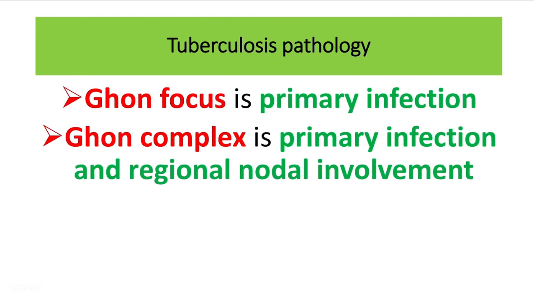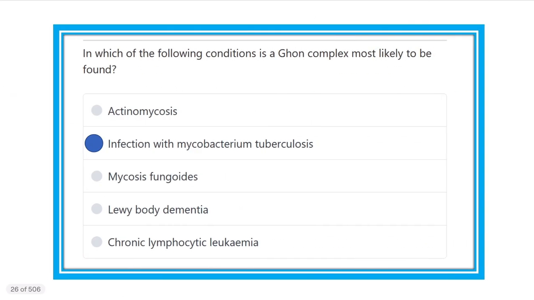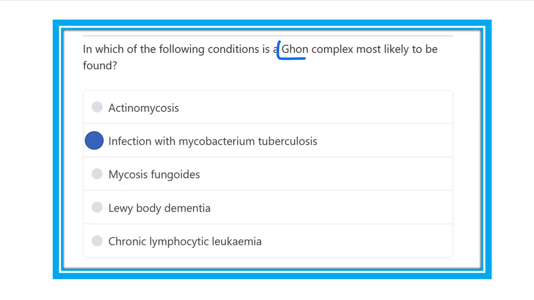And what is Ghon focus and Ghon complex? The Ghon focus is the primary infection, that means infection of the lungs. And what is the Ghon complex? It is the complex, that means the primary infection in the lungs, and second, regional lymph node involvement. So it is a direct question of where the Ghon complex is found. The Ghon complex is found in case of Mycobacterium tuberculosis.